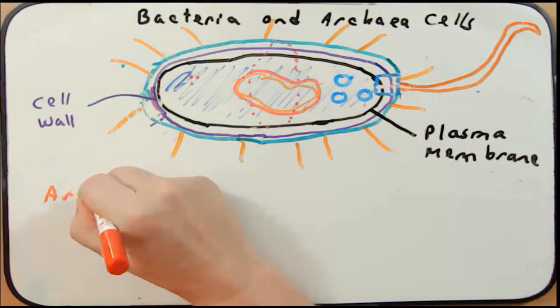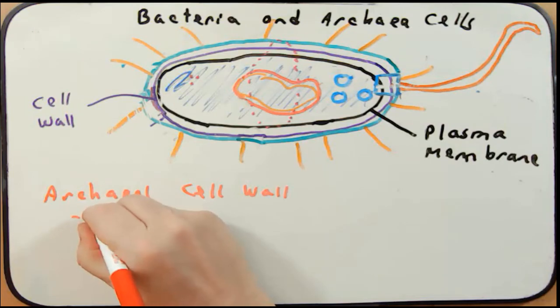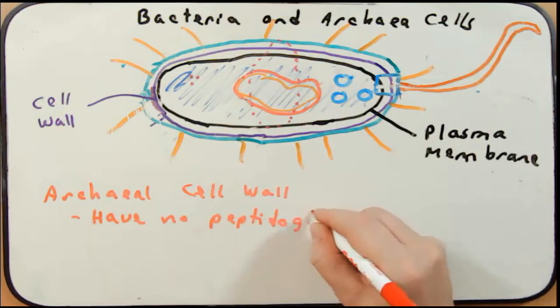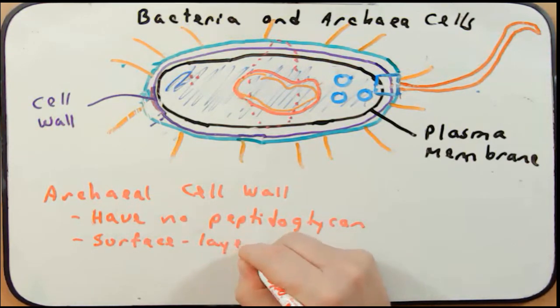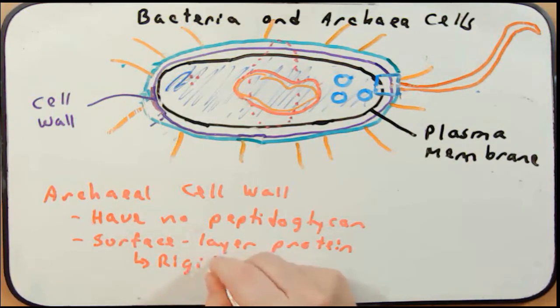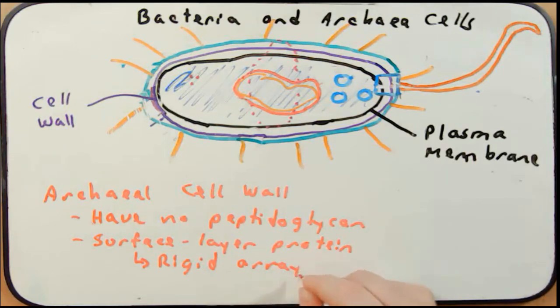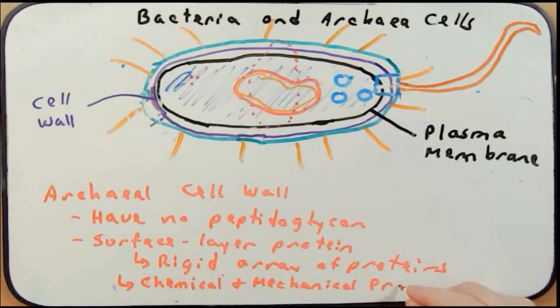So let's now talk about the archaeal cell wall. The biggest difference between archaea and bacteria in their cell wall is that archaea have no peptidoglycan. But they do have something called a surface layer protein. This is a fairly rigid array of proteins on the outside of the cell. And this provides chemical and mechanical protection. This is likely an adaptation that has helped archaea survive in those extreme environments.